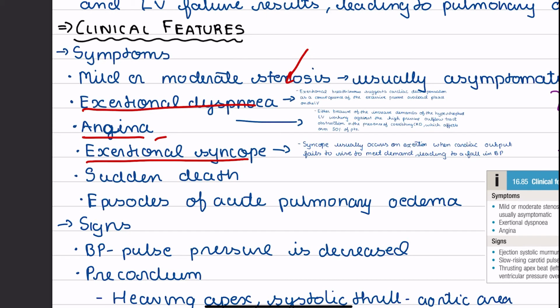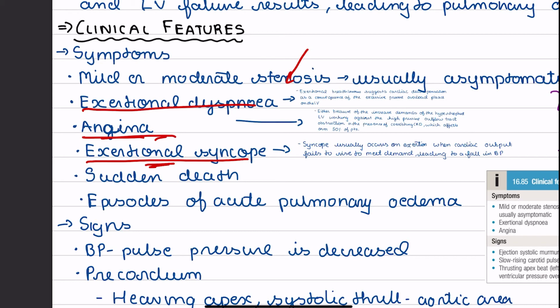And why does exertional syncope occur? Again, during exertion or exercise, there's increased demand on the body. The heart has to pump more blood to meet the demand from the muscles during exercise. But the heart cannot increase its output because of the narrowed aortic valve. So what happens? The blood does not go to the brain properly, so there can be syncope.